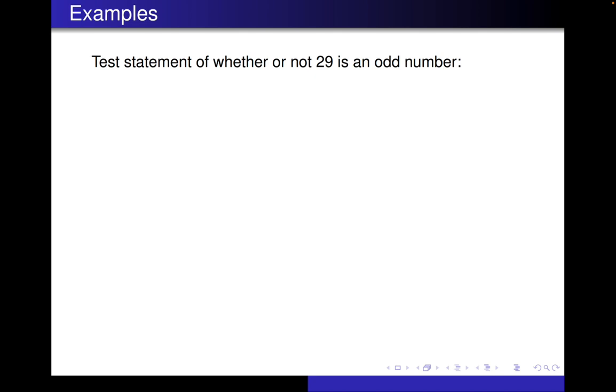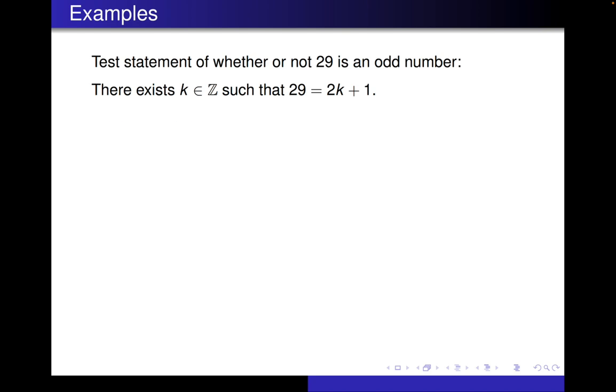So the first is, say you have the number 29 and you want a test of whether or not it is an odd number. I mean, we know it's an odd number by looking at it, but let's pretend we didn't know and we wanted to know what the test was for 29 being an odd number. So I would say, well, there exists k in Z such that 29 equals 2k plus 1. And that is a test statement, right? Which means that if there is a k that makes that true, then it is an odd number. And if there's not, then it's not an odd number.